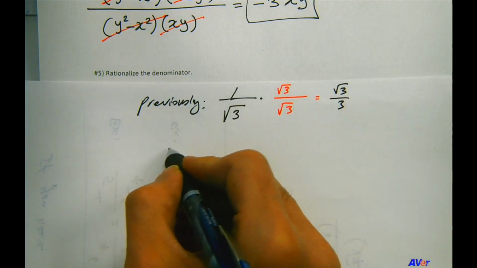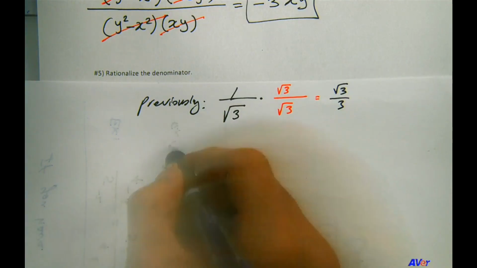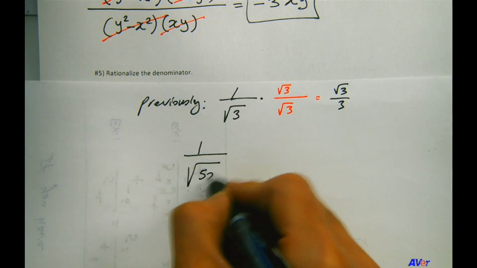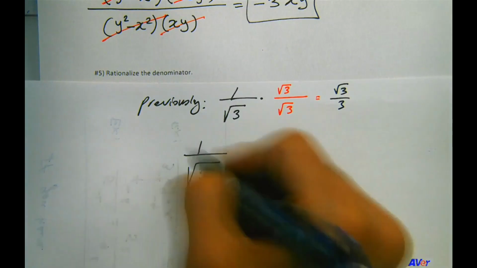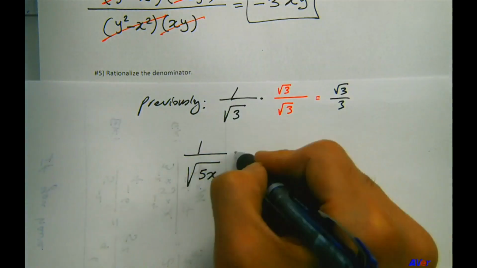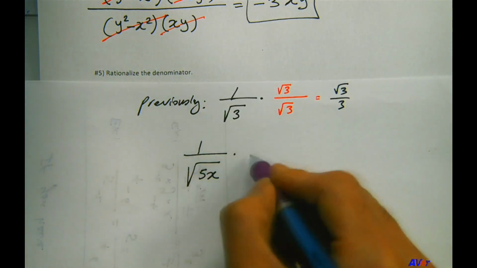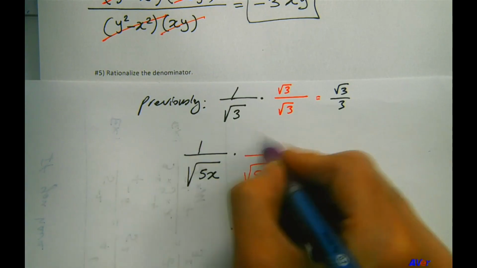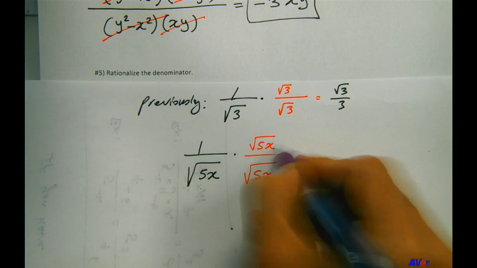We did things like that. Or sometimes maybe we had, I think in one of the examples, 1 over the square root of 5x, which is again one term, right? This whole thing is one term. How do we rationalize this? We multiplied this by square root of 5x and also the numerator by square root of 5x.